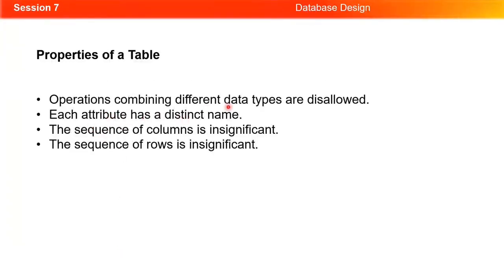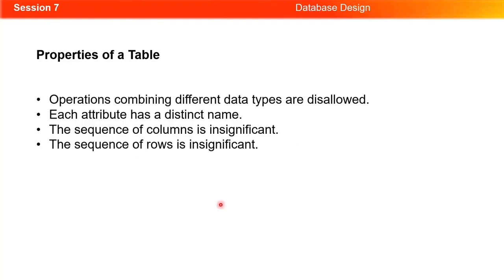Operations combining different data types are not allowed. However, there are data conversion functions. Each attribute has its own distinct name. The sequence of columns is insignificant, meaning the order that they are built in is insignificant because they can be brought back in a query in any order the user needs or the application needs.